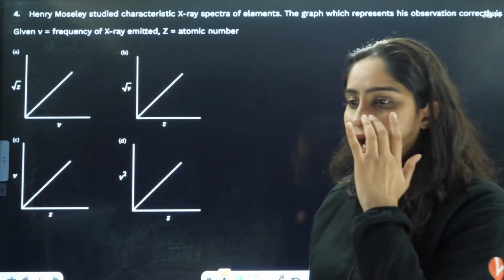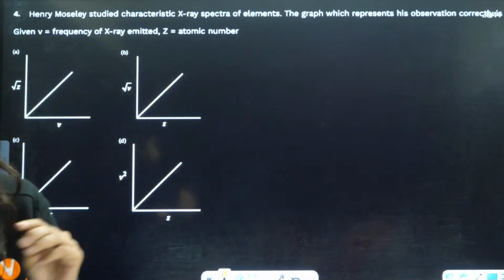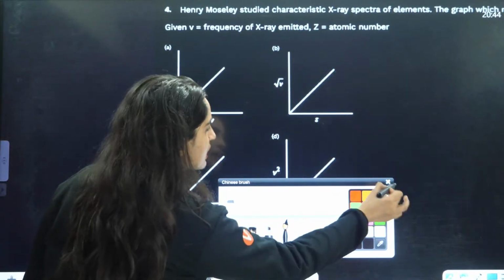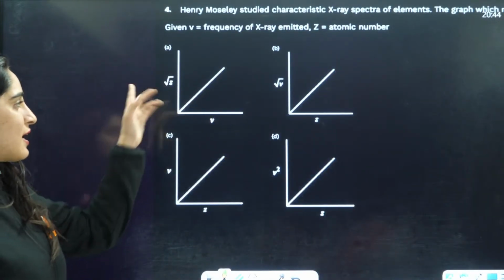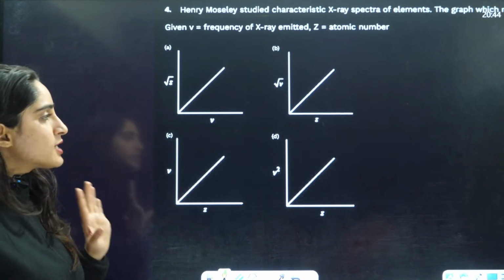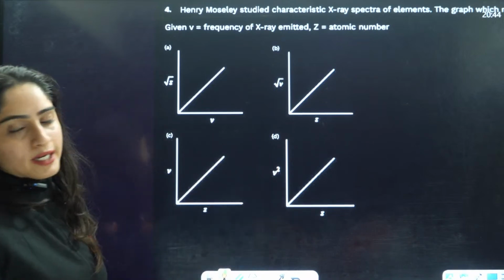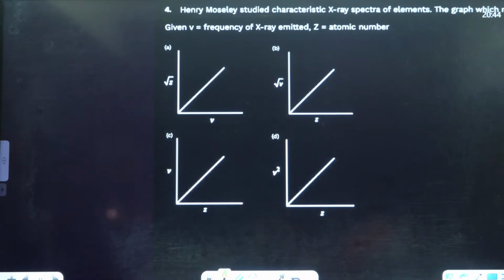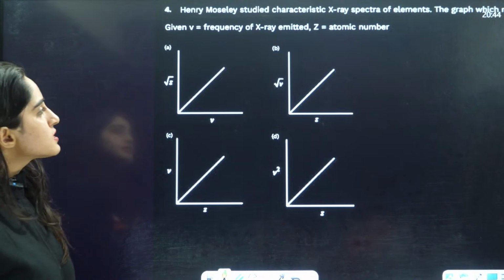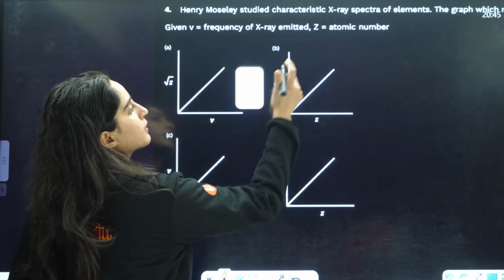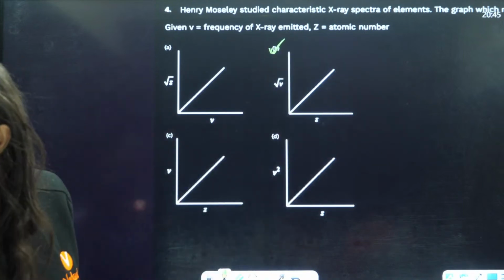Now tell me what will be that graph. Anybody in the comment section, what will be that graph, guys? Any idea about it? So I'll just draw the graphs here. First is frequency and atomic number, then frequency and square root of atomic number, square root of frequency and atomic number, frequency square and atomic number. Students, any idea on this? That is between square root of frequency and atomic number. So B is the correct answer.